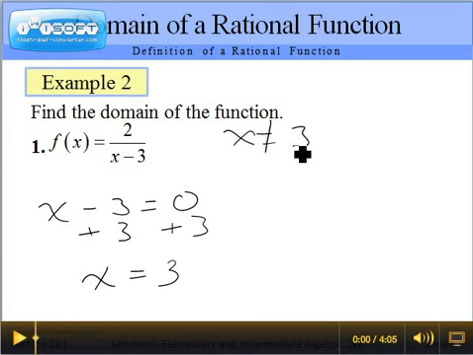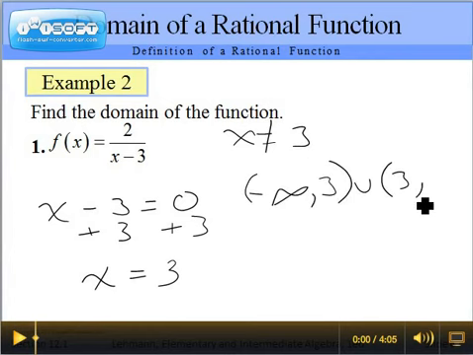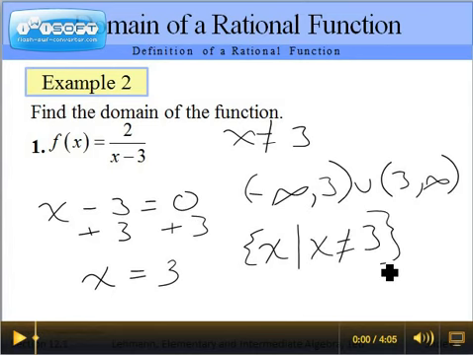It could be written as negative infinity comma 3 union 3 to infinity. It could be written as x such that x can't equal 3. So there's many ways to express it, so just make sure you choose a way and express what the domain is.